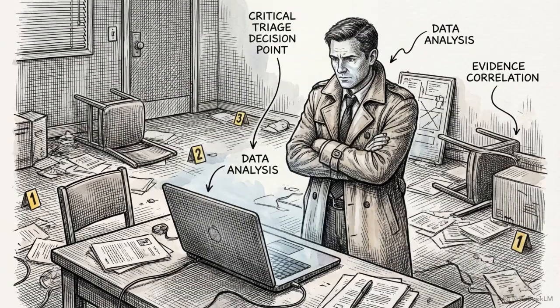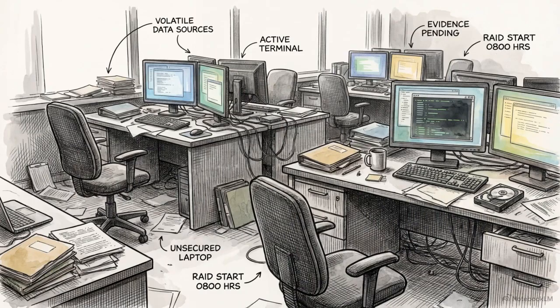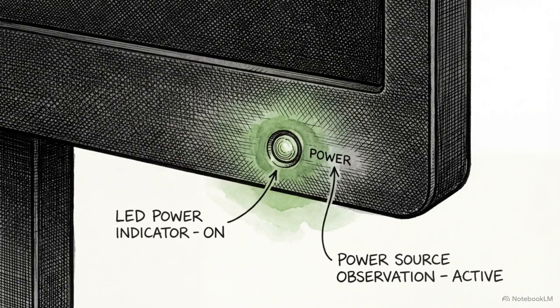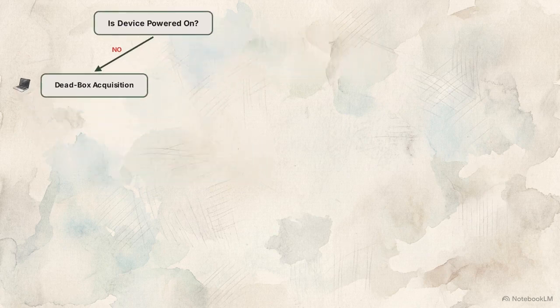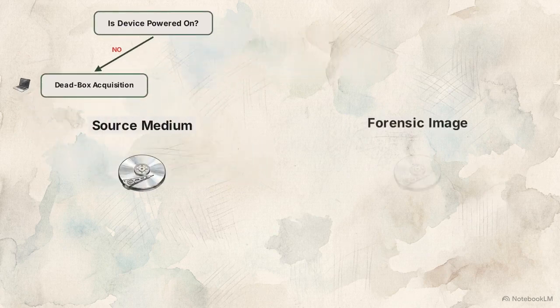When an investigator first approaches a suspect's computer during a raid or an incident response, the environment is often chaotic. But the entire forensic strategy hinges on one immediate observation. Is the device currently powered on, or is it off? This diagram illustrates the decision matrix. If the computer is found powered down, the investigator follows the left path to a dead box acquisition.